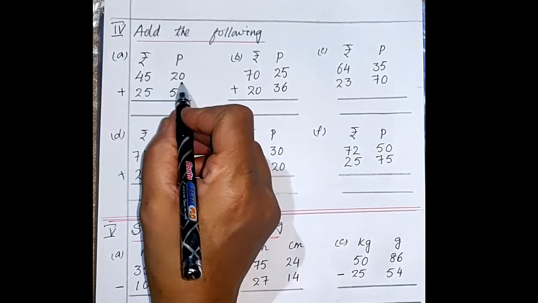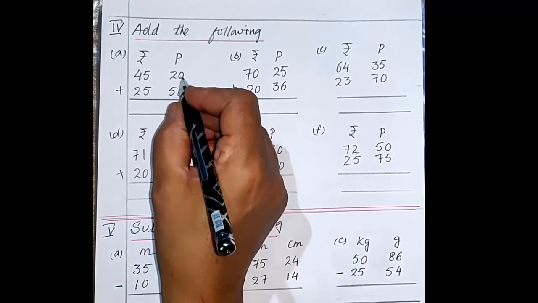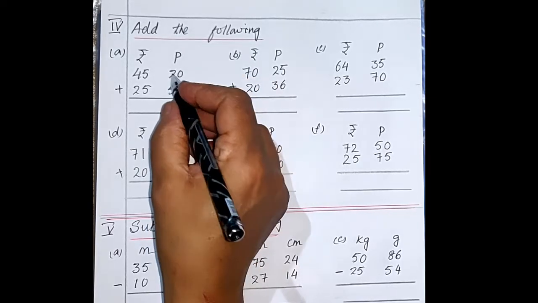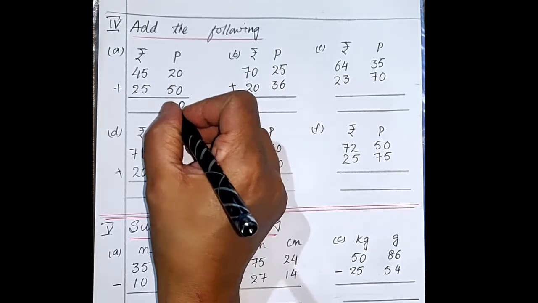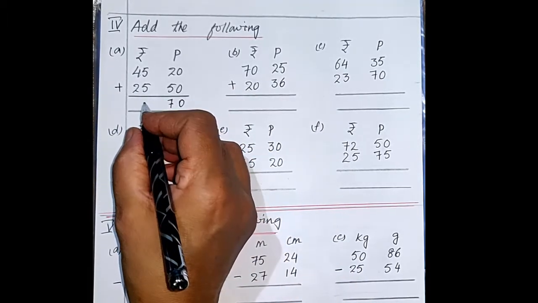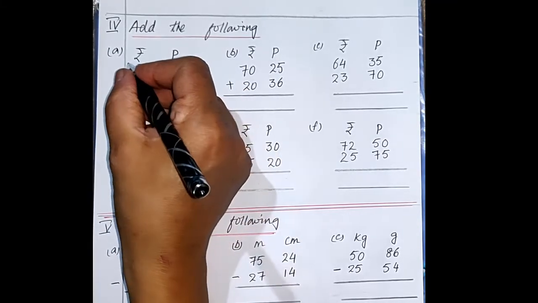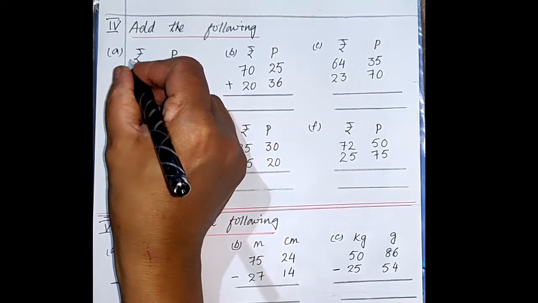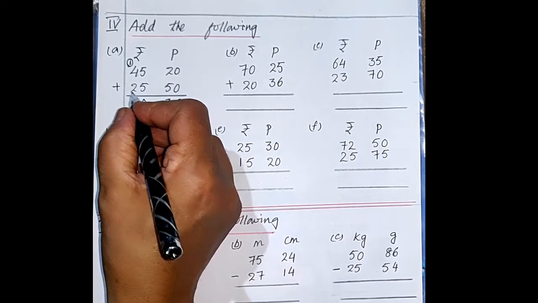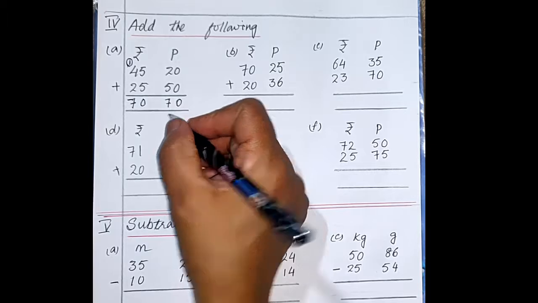So, 45 rupees and 20 paise, 25 rupees and 50 paise. So, always start from ones place. 0 plus 0 is 0. 2 plus 5, after 5, 6, 7. Okay. Now 5 plus 5 is 10. So how do you write 10? 0 comes on this place, 1 goes carry over to the next place. Okay. Now 4 plus 1 is 5. 5 plus 2, 6, 7. So 70 rupees and 70 paise.